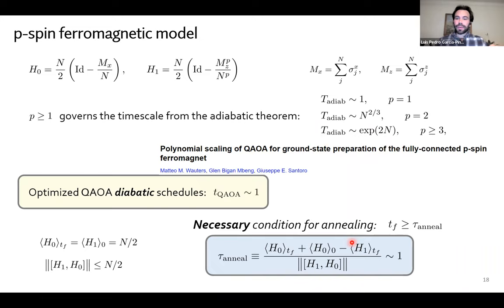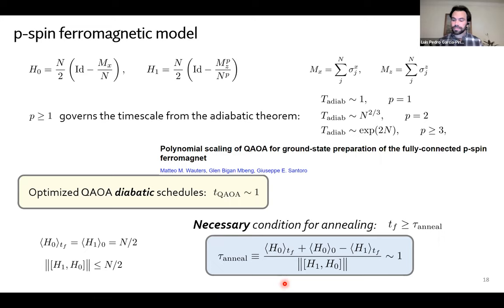And again, because this is a simple model, we can evaluate or bound the necessary quantities, and it turns out that the bound for P equal 3 in this model also gives a time scale of order 1. The same time scale that the known optimized schedules gave. So this is again interesting from our point of view because it's another toy model where this bound is saturated.